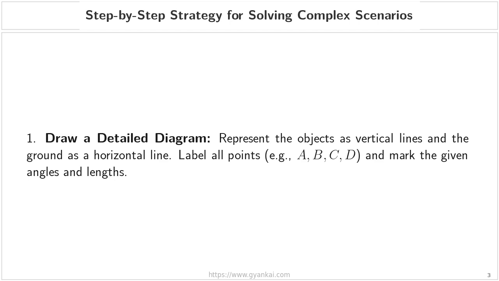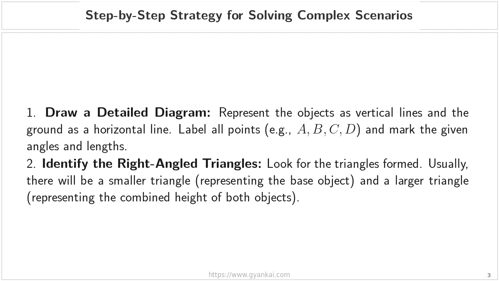First, your very first step must always be to draw a detailed diagram. Don't try to solve it in your head. Represent your objects as vertical lines and the ground as a horizontal line. Be sure to label all your points using letters like A, B, C, or D, and clearly mark every given angle and length. A good diagram is half the battle won.